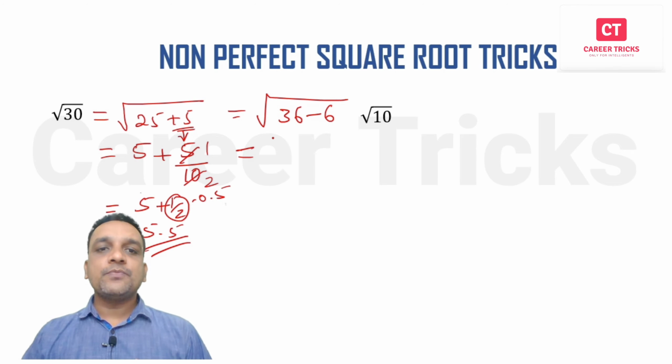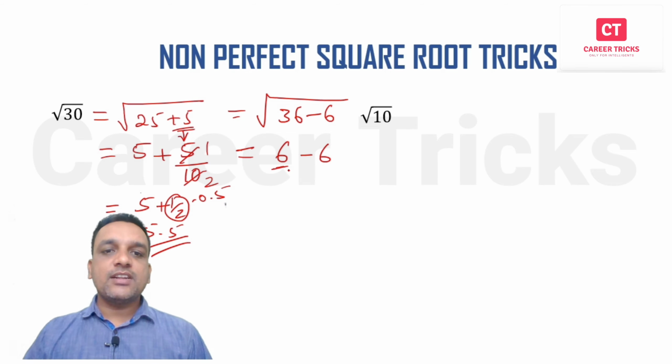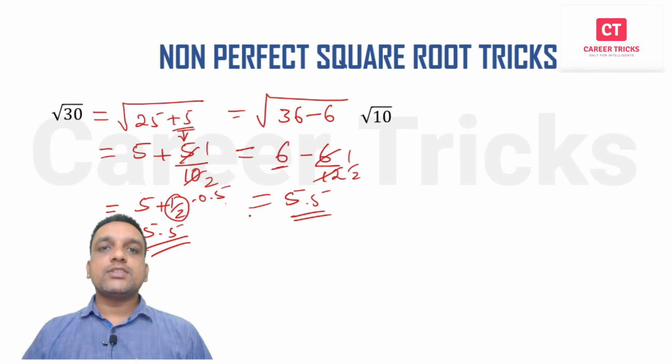After that what will I do? Again I will take the square root of 36, that is 6, minus 6. And double this number, that is 12. I will divide the 6 by 12. That time again I will get half. After subtracting, 6 minus half, what will I get? 5.5. The same answer I will get. This is one of the shortcut tricks to find non-perfect square roots. Fine.